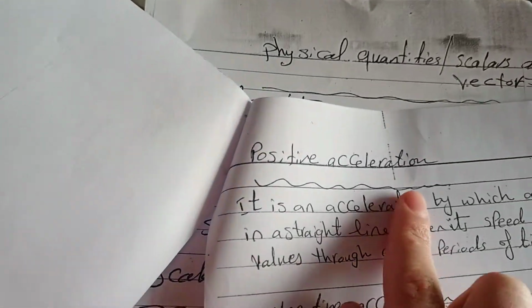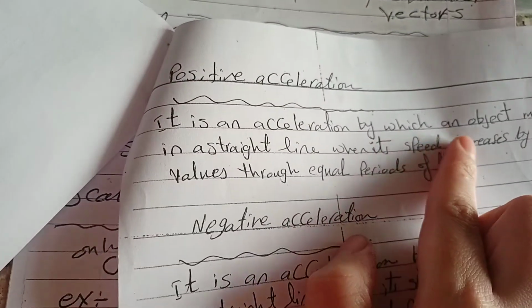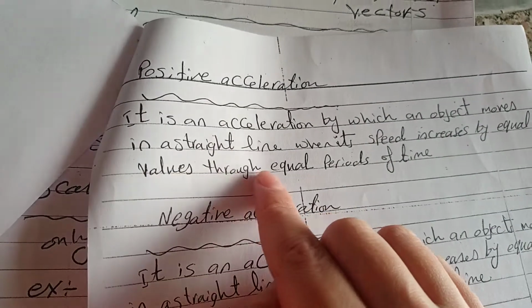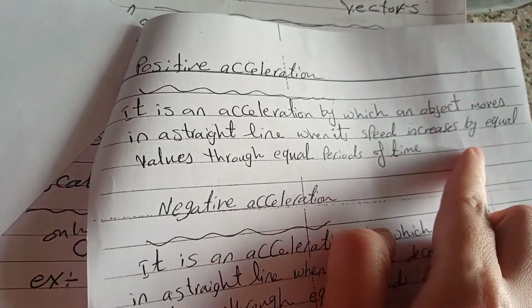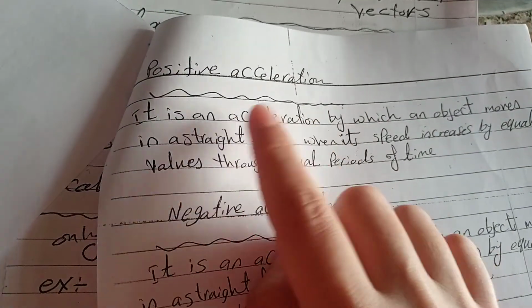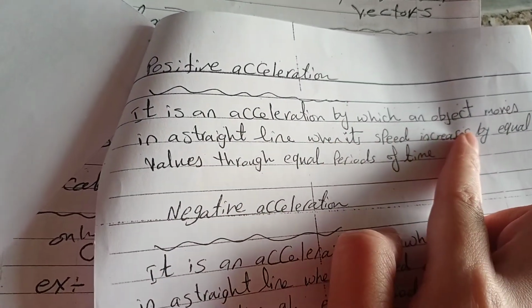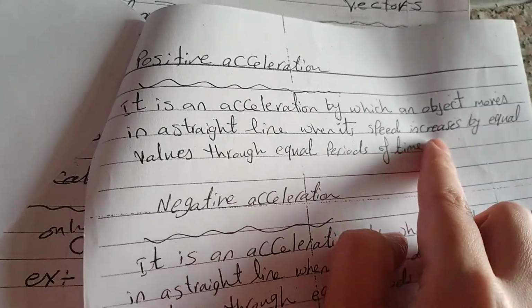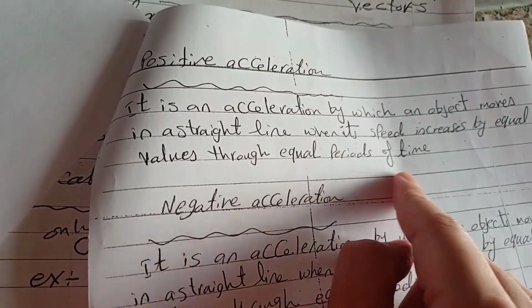The definition of positive acceleration: it is the acceleration by which an object moves in a straight line when its speed increases by equal values through equal periods of time.